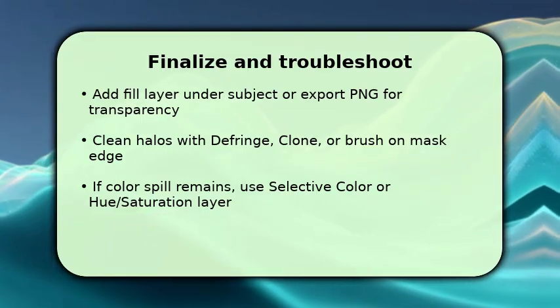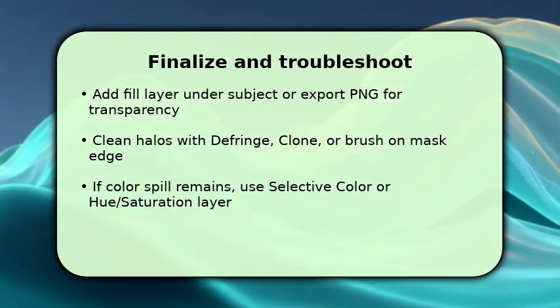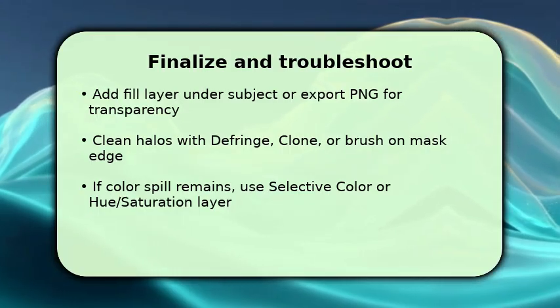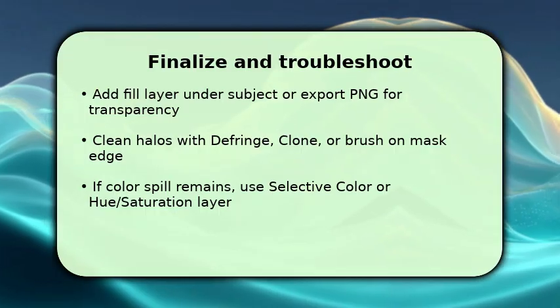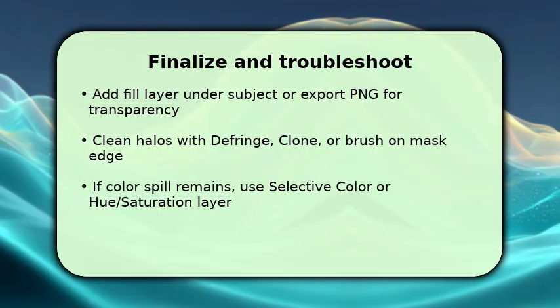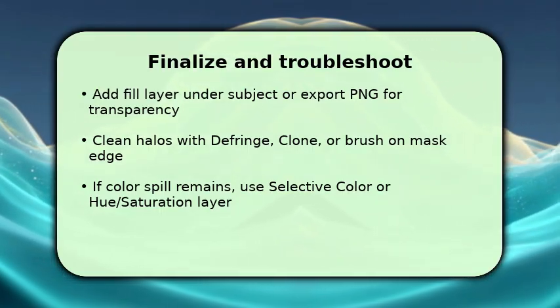If you see halos or fringe, use Defringe or manually clean the mask edge with the Brush and Clone tool. This reduces color bleeding. If background color spills onto the subject, add a selective color or hue/saturation adjustment clip to the subject and correct the tint. If something still looks off, undo and refine the mask edge until the transition appears natural.